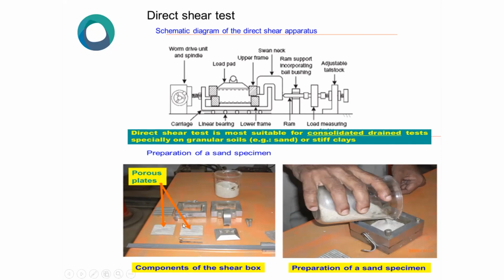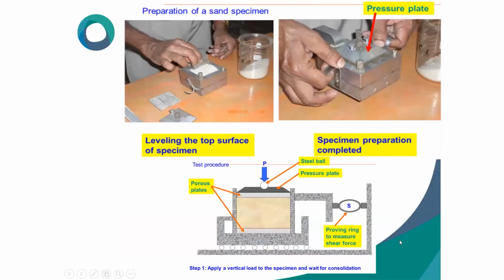So this is the porous plate, soil. This is the shear box. First, you are pouring the sand specimen here. Then leveling, preparation of the sand specimen. Then you are applying the pressure plate on this. Then this is the soil sample. This is the porous plate. This is the pressure plate, the steel ball you are putting, and this is the proving ring.